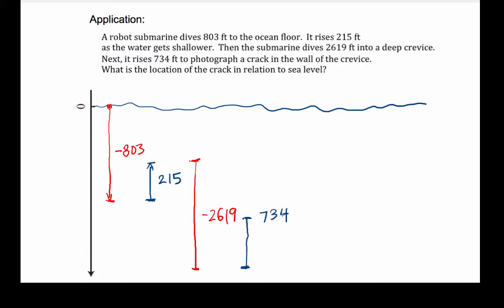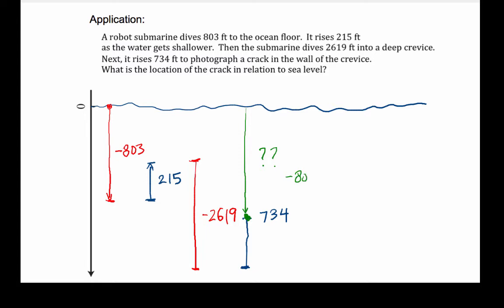That's a positive value because it rose. So the question that it's asking us is, what is the location of the crack in relation to sea level? So if this is where the submarine ended up, how far below sea level is that? What is that depth? Well, the way that we calculate it is to just take these values that we got from our information in the problem and write an expression and simplify it.